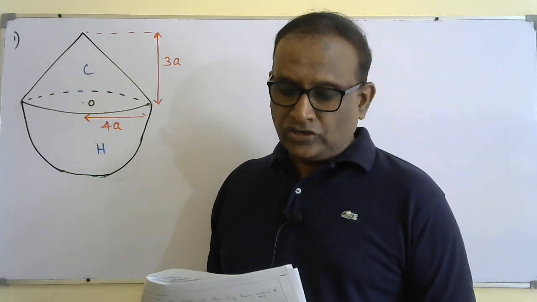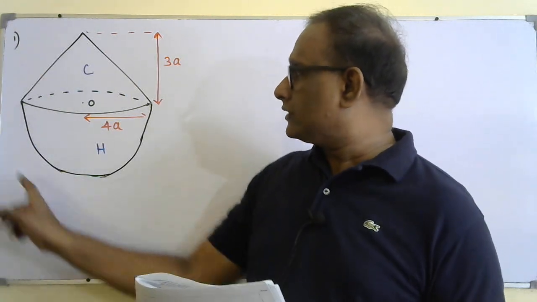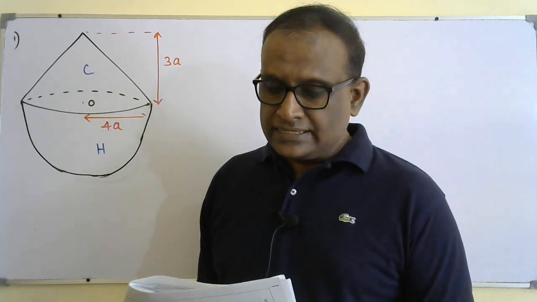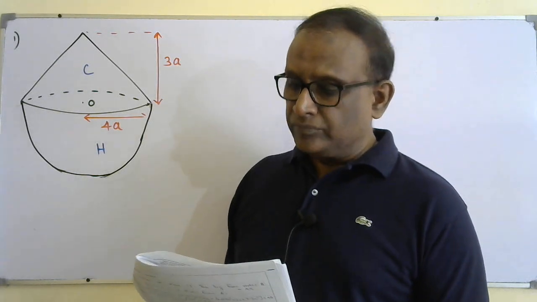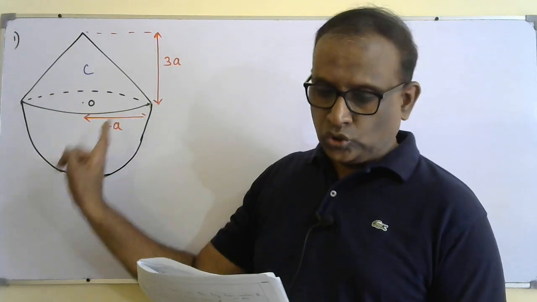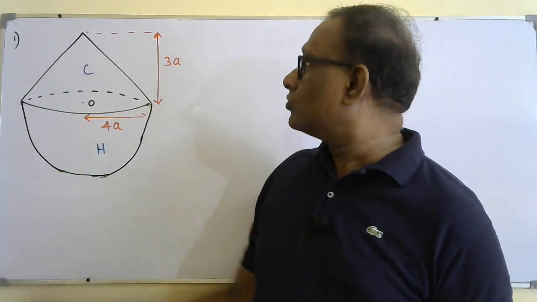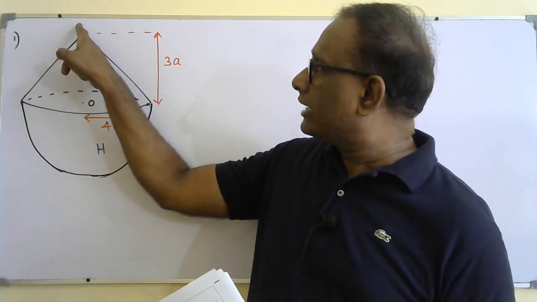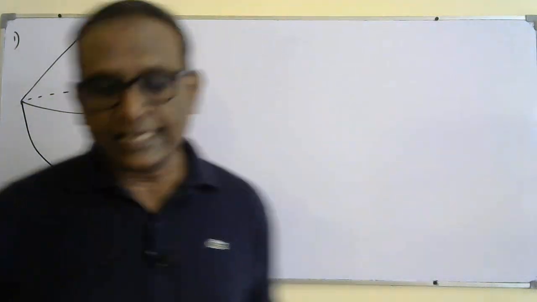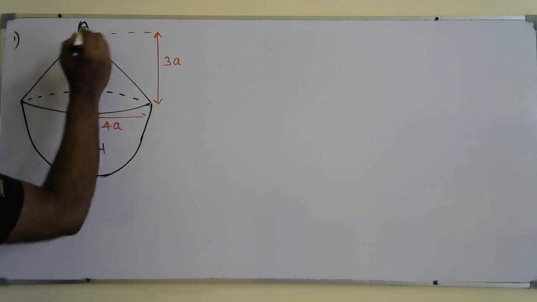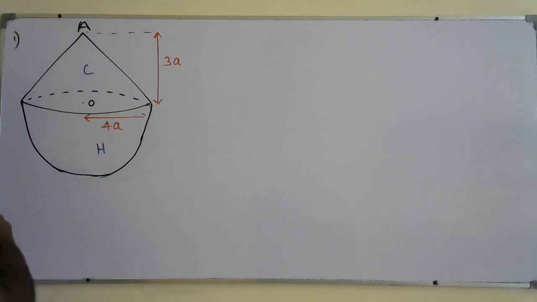Given that the center of mass of the toy, that means for the system, is a distance of 4a from the vertex of the cone, find the value of K. So the center of mass of this toy is at a distance of 4a from this edge. I can name that edge A. Right, okay, so this question is based on center of mass.